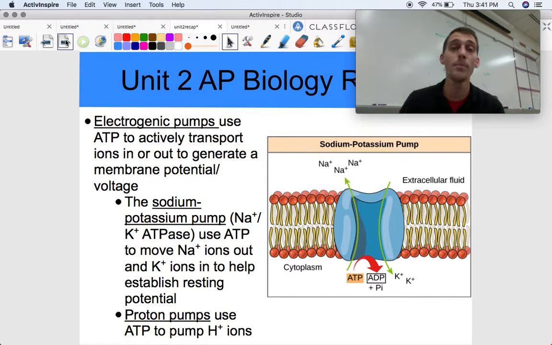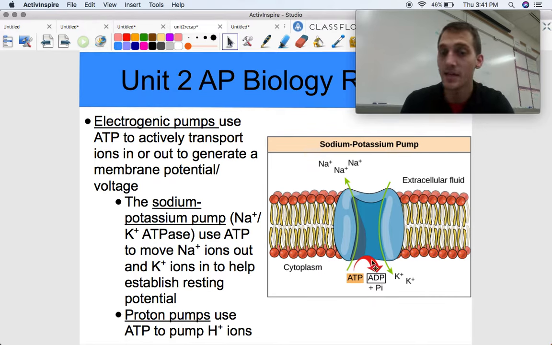In order to make membrane potential, we've got to do some active transport, and that's where electrogenic pumps come in. Electrogenic pumps use ATP to actively transport ions in or out to generate a membrane potential or voltage. There are 2 of them that you need to know. One is called a sodium-potassium pump, aka sodium-potassium ATPase, which uses ATP, like the picture has here, to move sodium ions out and potassium ions in to help establish a resting potential.